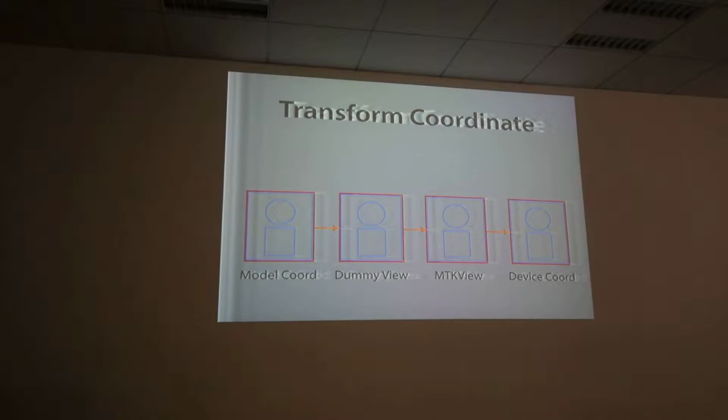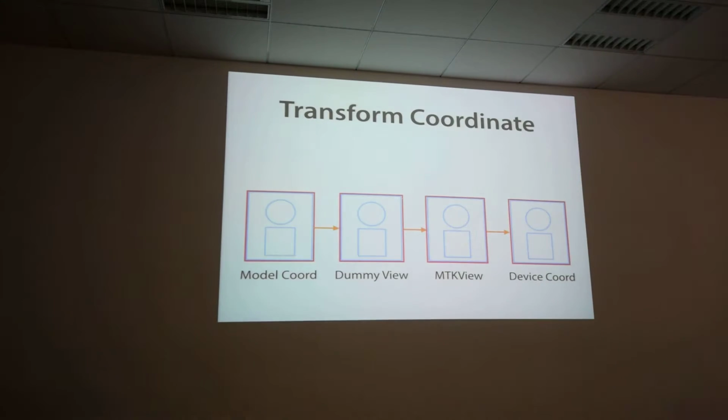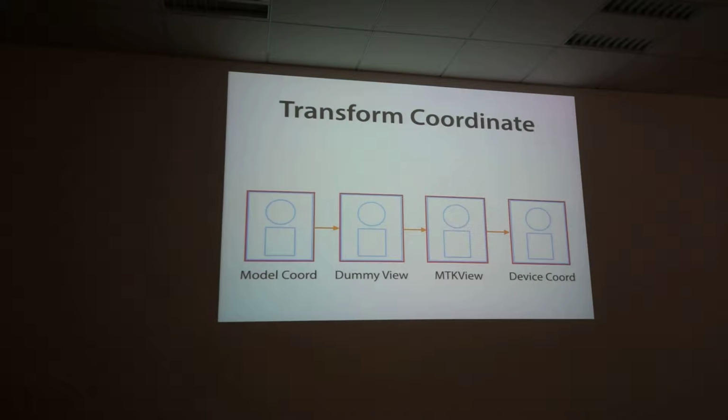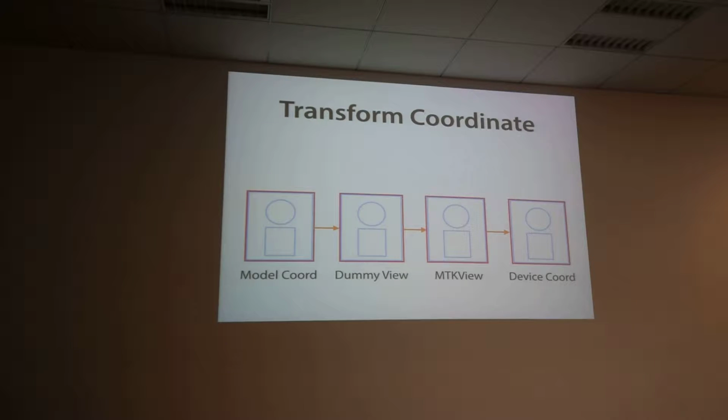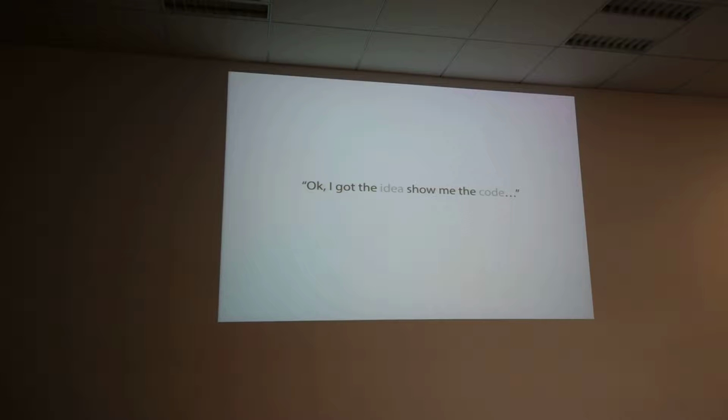Metal needs to draw within the normalized device coordinate, which is between -1 to +1 on the x-axis and -1 to +1 on the y-axis, 0 to +1 on the z-axis. So your content coordinate needs to transform to the dummy content view and MTKView, and finally to device coordinate. While I explain this verbally, it takes a few seconds, but once you start coding at your desk, you will find it's not as easy as that. Okay, enough talk. Show me the code.